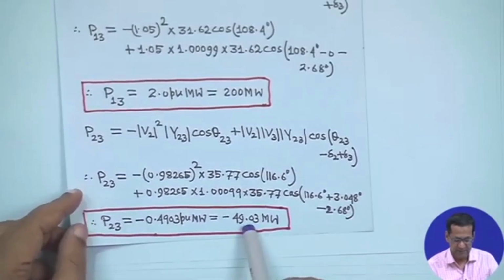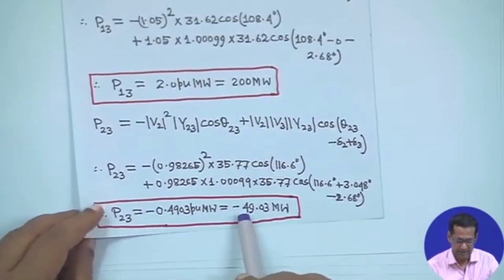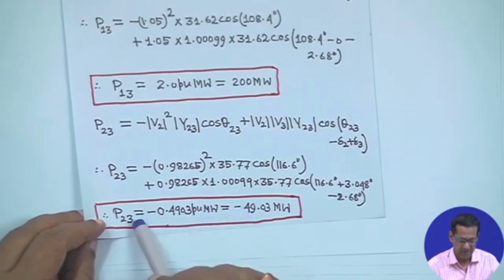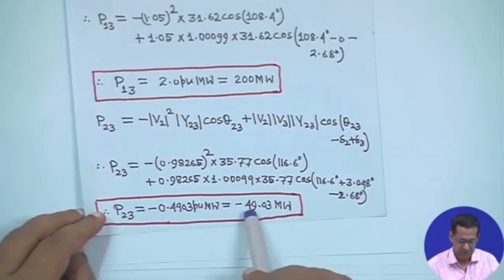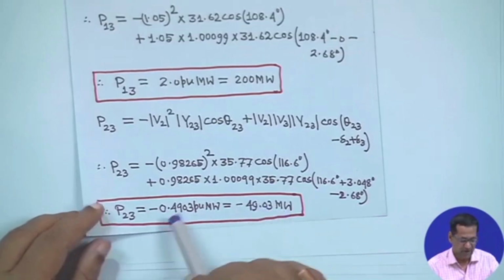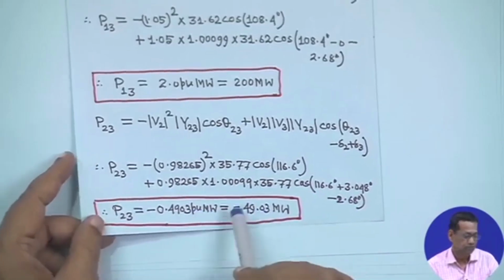P23 is equal to minus 49.03 megawatt. The minus sign indicates that power is actually flowing from 3 to 2, as 2 to 3 is showing minus 49.03, which means power is actually flowing from 3 to 2, right.